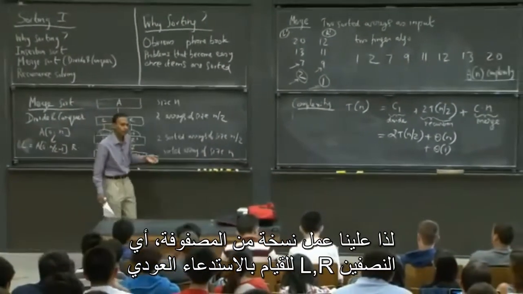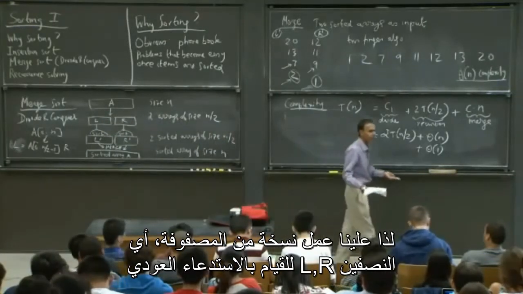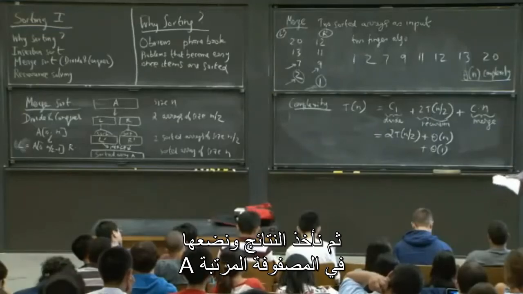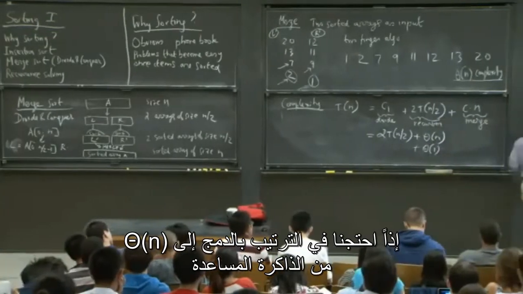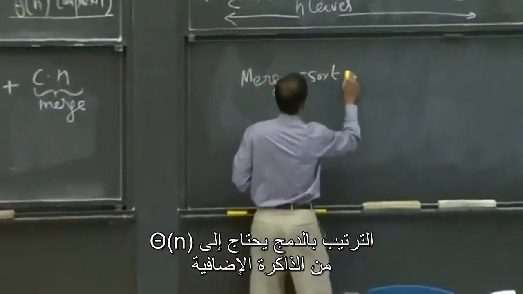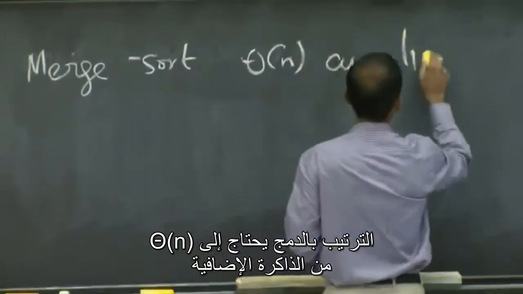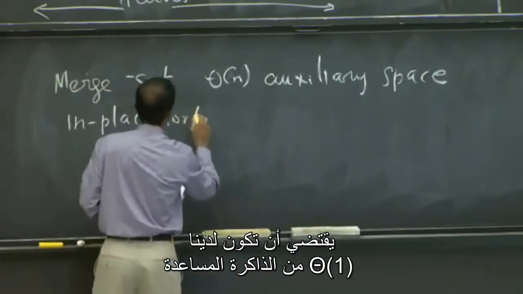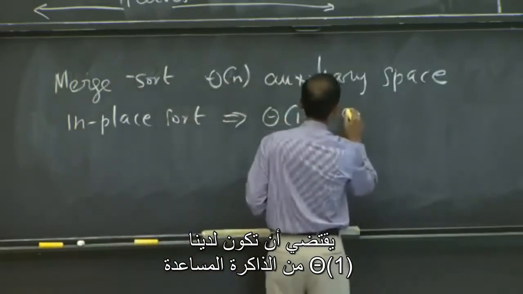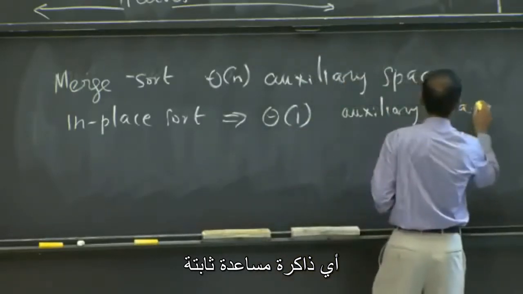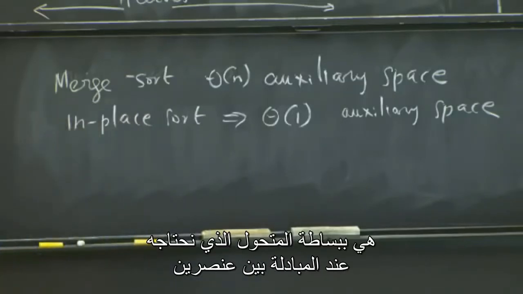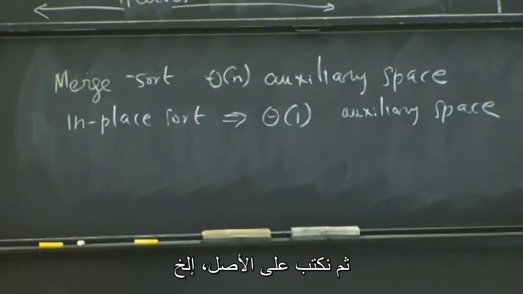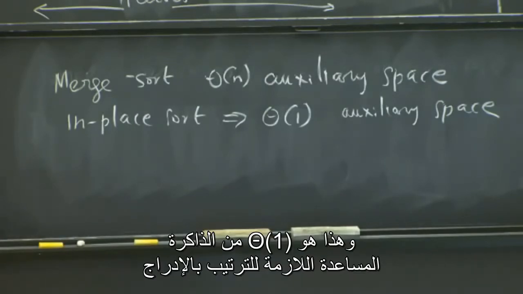And so you had to make a copy of the array, the two halves L and R, in order to do the recursion, and then take the results and put them into the sorted array A. So in merge sort, you needed theta n auxiliary space. The definition of in-place sorting implies that you have theta 1 constant auxiliary space. The auxiliary space for insertion sort is simply that temporary variable that you need when you swap two elements. When you want to swap a couple of registers, you have to store one of the values in a temporary location, overwrite the other, etc. And that's the theta 1 auxiliary space for insertion sort.